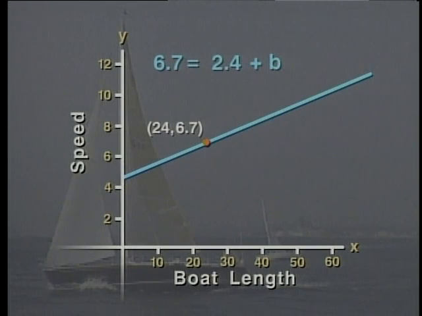That 6.7 equals 2.4 plus b. So b is 6.7 minus 2.4, or 4.3. So the line crosses the y-axis at the point 0, 4.3.